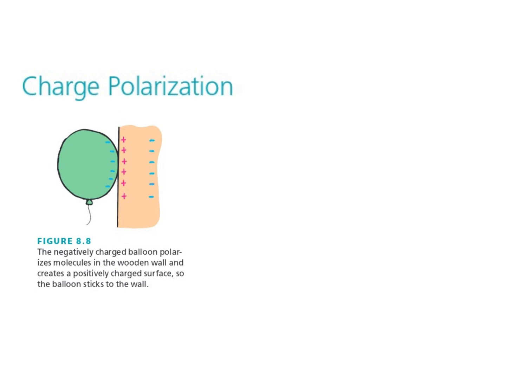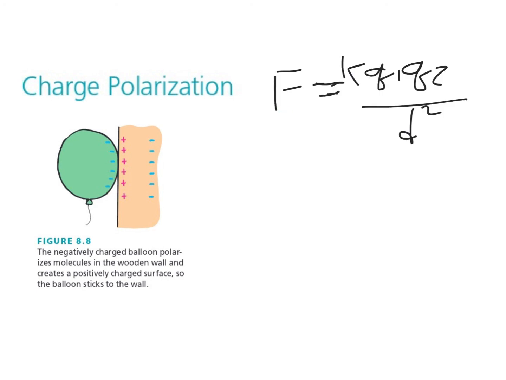The protons here are closer. Now remember Coulomb's law: the force equals that constant times the two charges multiplied together, divided by the distance squared. What that means is the further the distance, the weaker the force. Or conversely, the closer you are, the stronger the force. And so even though there are just as many electrons over here as there are protons, the protons are closer, and that means the force is stronger. So these protons are able to hold the balloon in place.